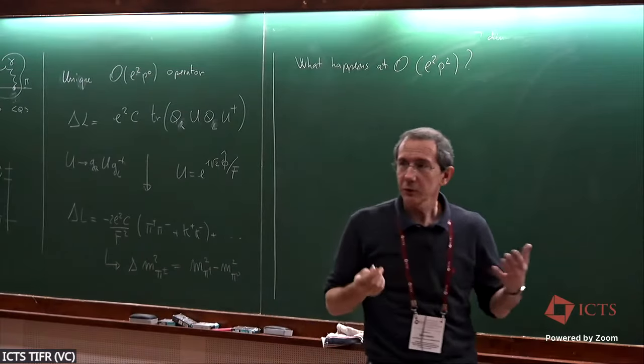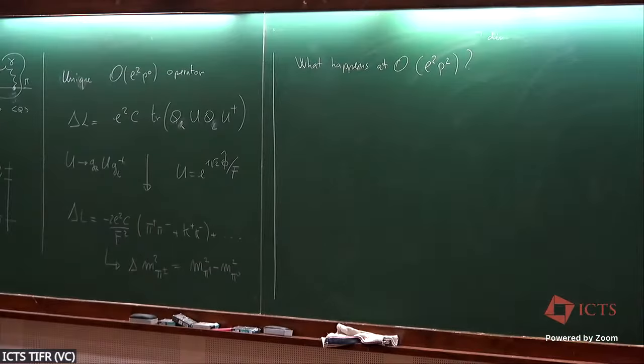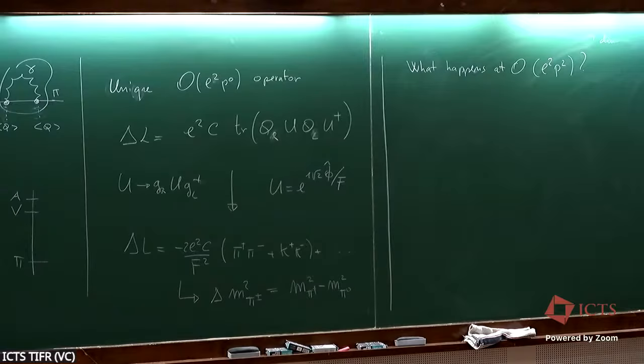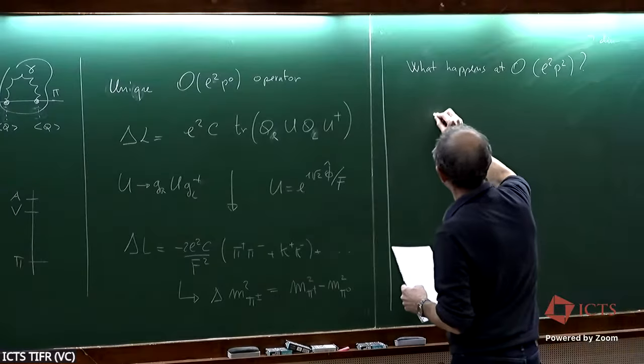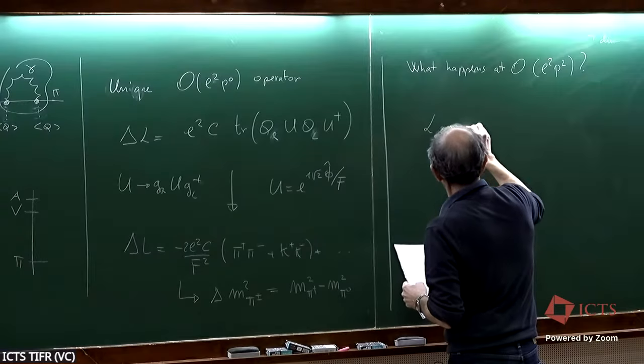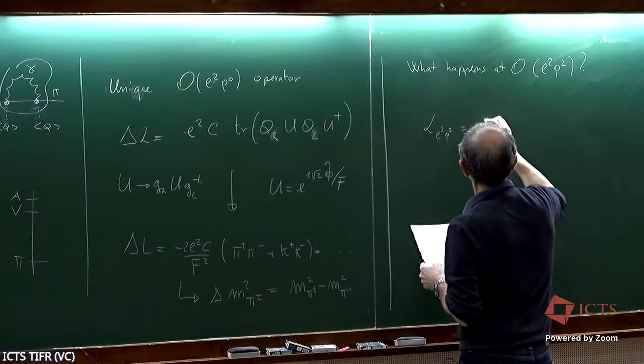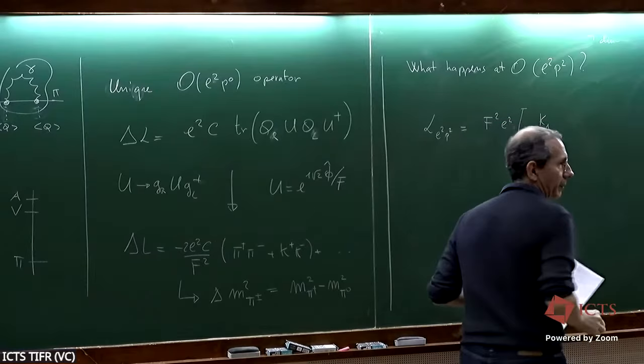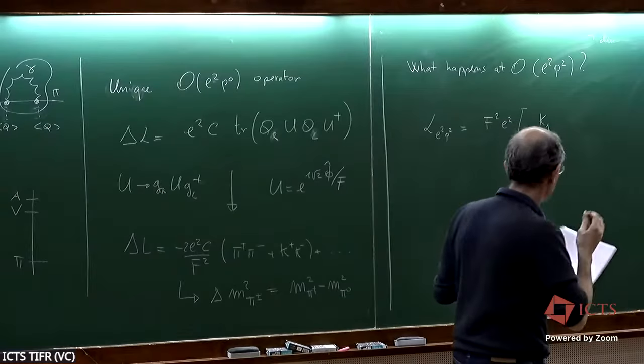Well, at order E square P square, we have introduced many more operators. It's the usual story, okay? So we can compute loops. I mean, some of the loops I showed you also have a component at order E square P square. So we'll have an E square P square Lagrangian, which is of this type. Now the couplings, instead of being L, are called K, okay, historically.